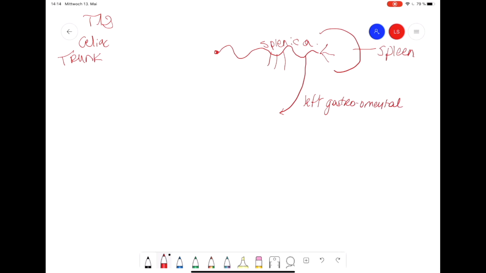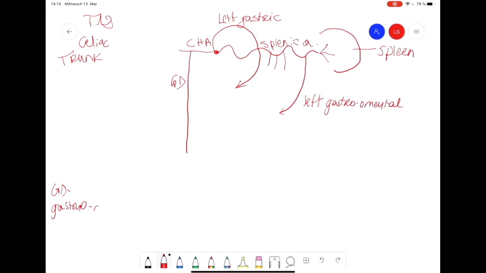Now, from the celiac trunk, the second branch is the left gastric artery. So this one would be left gastric. And it has one more branch, which starts off as the common hepatic artery. From the common hepatic artery, we have the gastroduodenal. Just going to write on the side here. Gastroduodenal. From the gastroduodenal, there will be the right gastromental coming off it. Right gastromental.